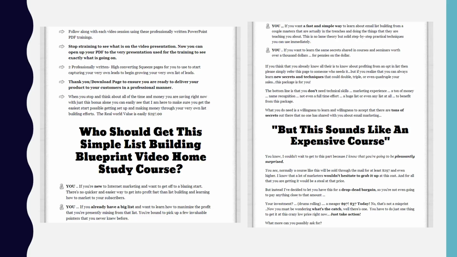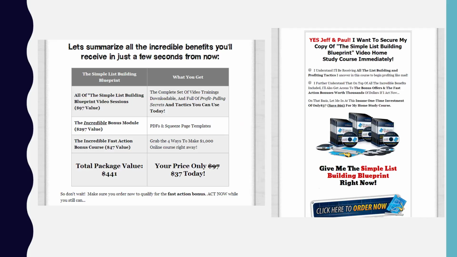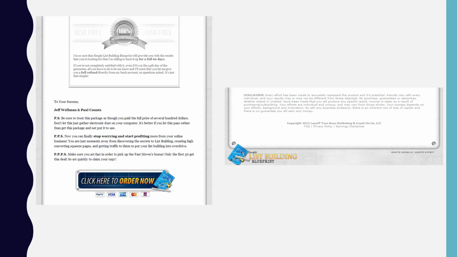You can see I'm even overcoming objections because they're probably thinking, well, this sounds like an expensive course, but I'm overcoming that. So then you go over to how you're slashing the price. You give them a fast mover bonus. You've removed all the risk, the money back guarantee if they take action. You give them a recap of the offer. That's really important that you recap it. And then right here, you give them a reason for why they should purchase. Yes, you put your name in there. I want to secure my copy. I understand I'm receiving this. And then you go down to the list.